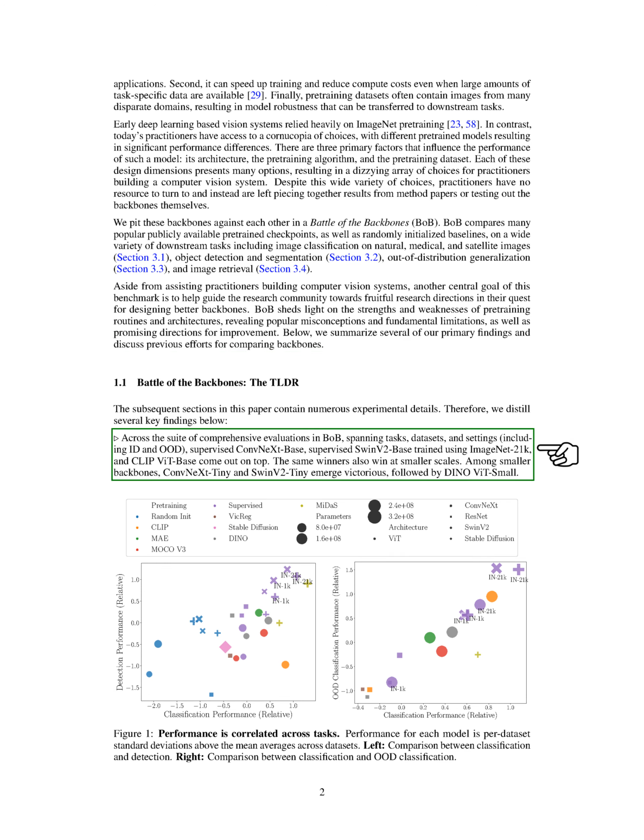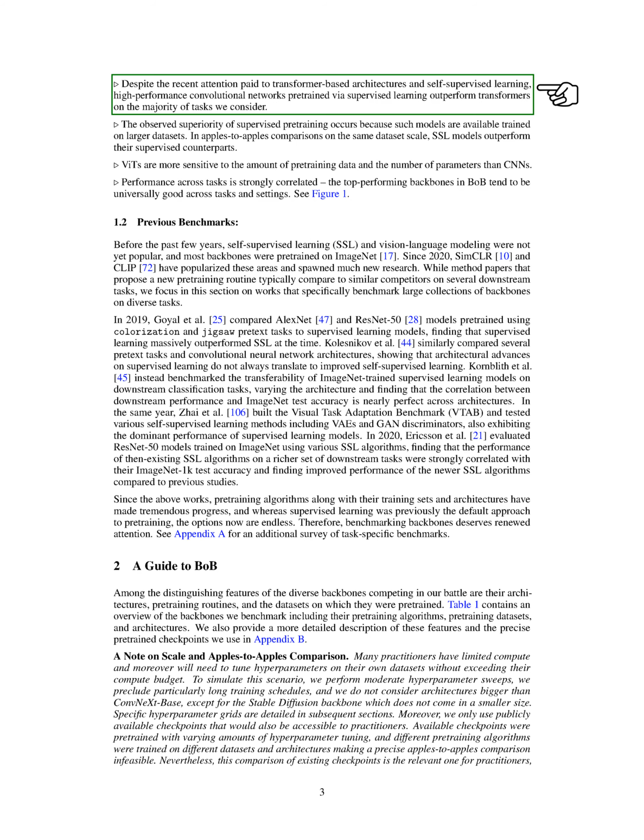Here's a quick summary of our findings. In our comprehensive evaluations, the top-performing models were the supervised ConvNeXt base, supervised SwinV2 base trained using ImageNet-21K, and CLIP ViT base. Among smaller backbones, ConvNeXt tiny and SwinV2 tiny performed the best, followed by DINO ViT small. Despite the recent focus on transformer-based architectures and self-supervised learning, we found that high-performance convolutional networks pre-trained via supervised learning outperform transformers on most tasks.